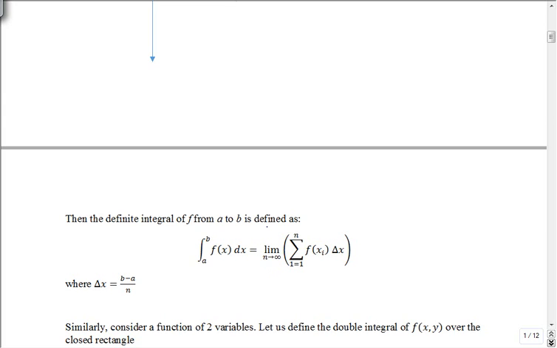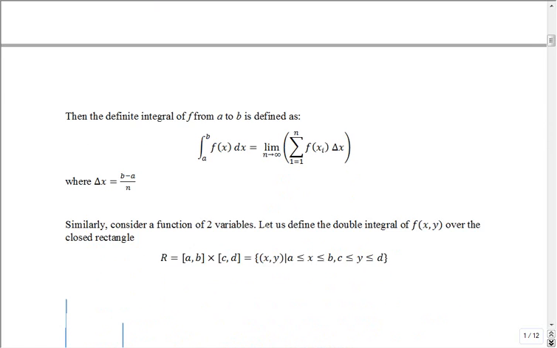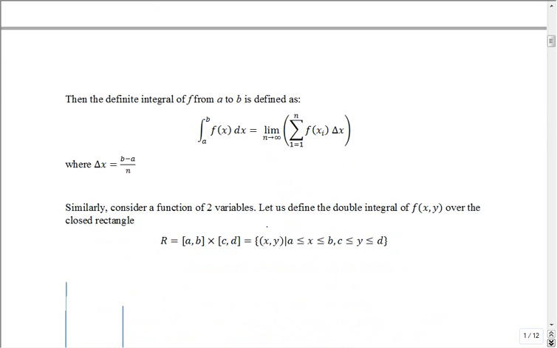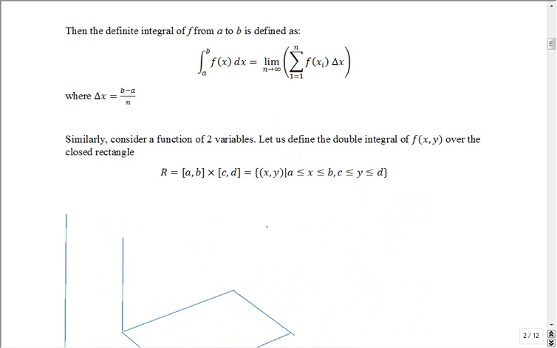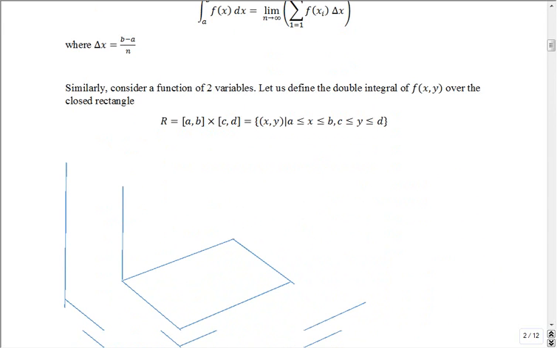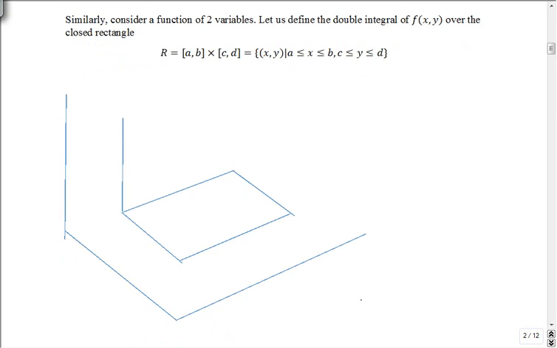Now let's apply that to what we're doing right now, multivariable calculus. So consider a function of two variables. We will now define the double integral of the function f of x, y over the closed rectangle R, which is defined like this. So I am going to draw it. Let me draw a little figure here.